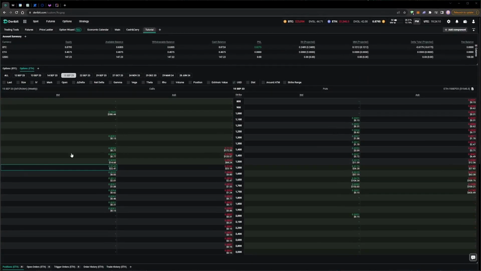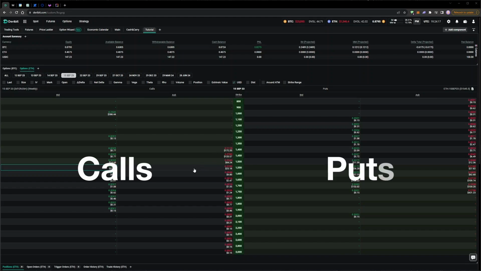I've stripped down the option chain here to look as simple as possible by disabling most of the columns. The different expiration dates are available at the top of the option chain, and we are looking at the 15th of September expiry for ETH here. Underneath in the chain itself, all we have are the strike prices in the middle column, the prices for the call options on the left, and prices for the put options on the right.